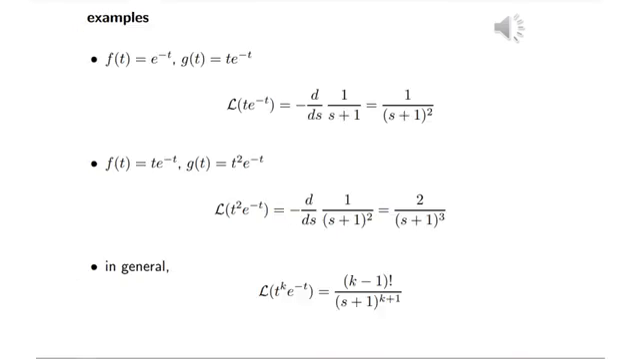A few more examples about the application of the derivative. Let's say f of t is equal to e raised to power minus t, and g of t is equal to t e raised to power minus t, and we want to find the Laplace transform of t e raised to power minus t.